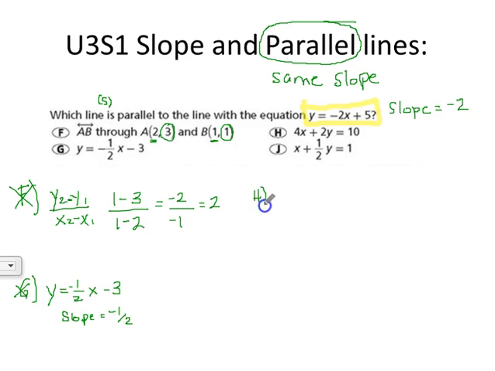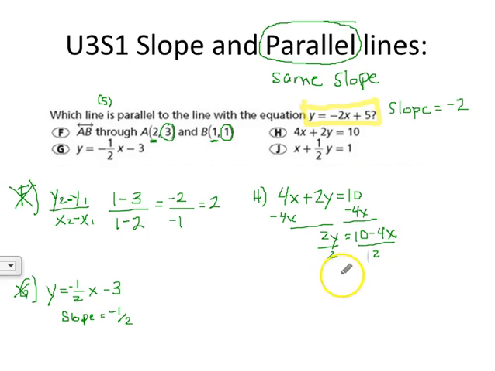What about option H? Here our equation is in standard form, so we need to rewrite it in slope-intercept form. I'm going to start by subtracting 4x from both sides. Then I get 2y equals 10 minus 4x. Divide each side by 2. Remember, I'm dividing each term on the right by 2. So 10 divided by 2 is 5, and negative 4 divided by 2 is negative 2x.